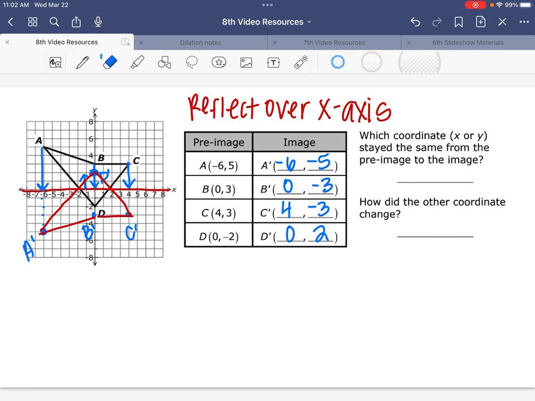And so I notice that every time the x-coordinate stayed the same. So the x-coordinates remained the same, and the y-coordinate changed sign.